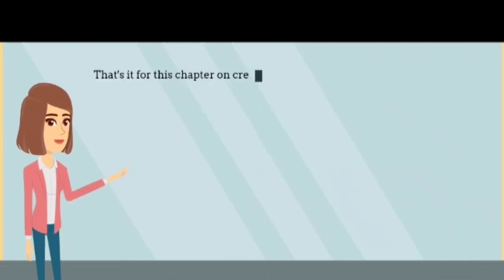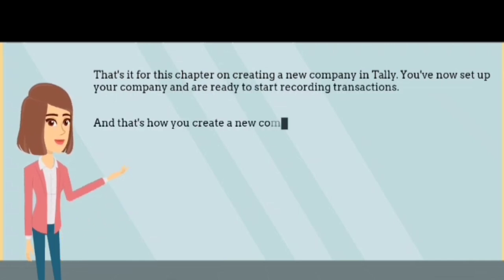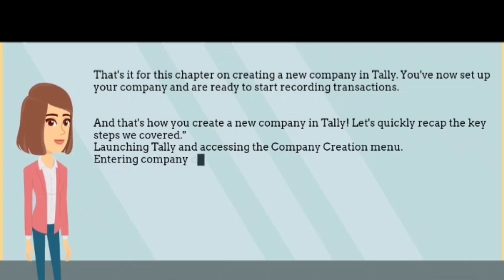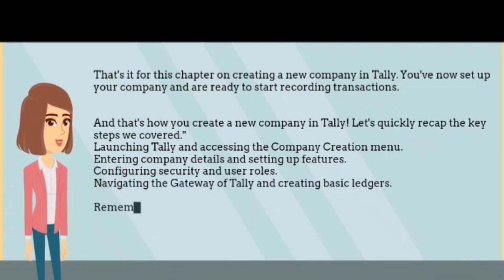That's it for this chapter on creating a new company in Tally. You've now set up your company and are ready to start recording transactions. And that's how you create a new company in Tally. Let's quickly recap the key steps we covered. Launching Tally and accessing the company creation menu. Entering company details and setting up features. Configuring security and user roles. Navigating the Gateway of Tally and creating basic ledgers.